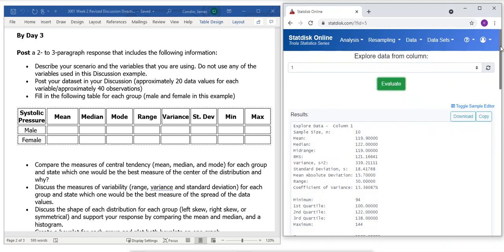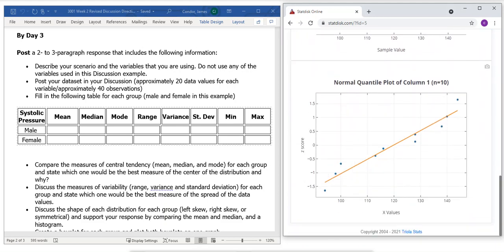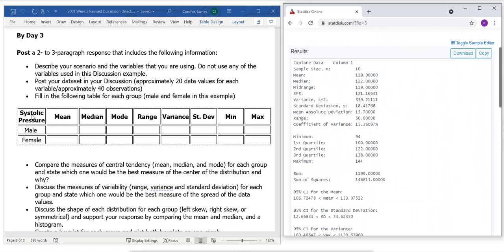So the program works really neat. I mean, it does all this stuff for you right away. So you just have to transfer the information. So the systolic pressure, the mean for the males is 119.9. So you put that in there. And then, of course, the median is 122.